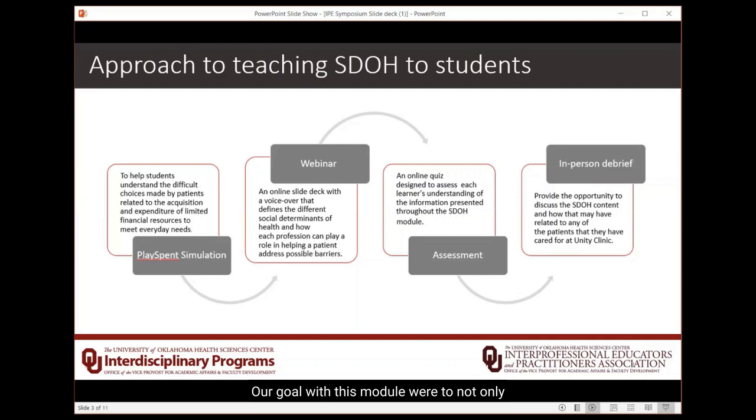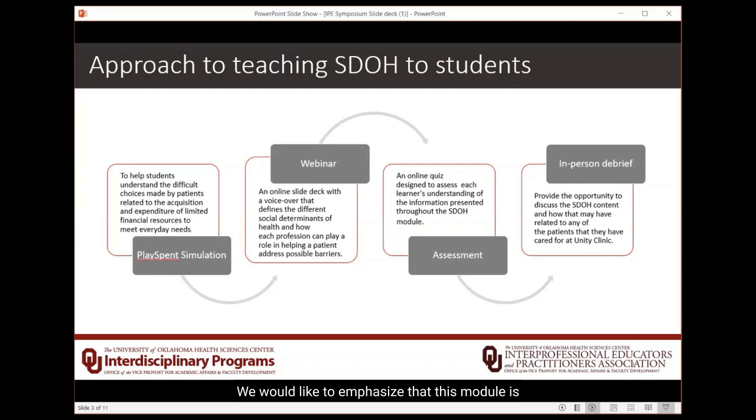Our goals with this module were to not only introduce social determinants of health concepts to students, but also, 1, ensure that every profession feels empowered to step in and be an advocate, and 2, prepare them to recognize determinants at Unity Clinic and address them to the best of their ability.